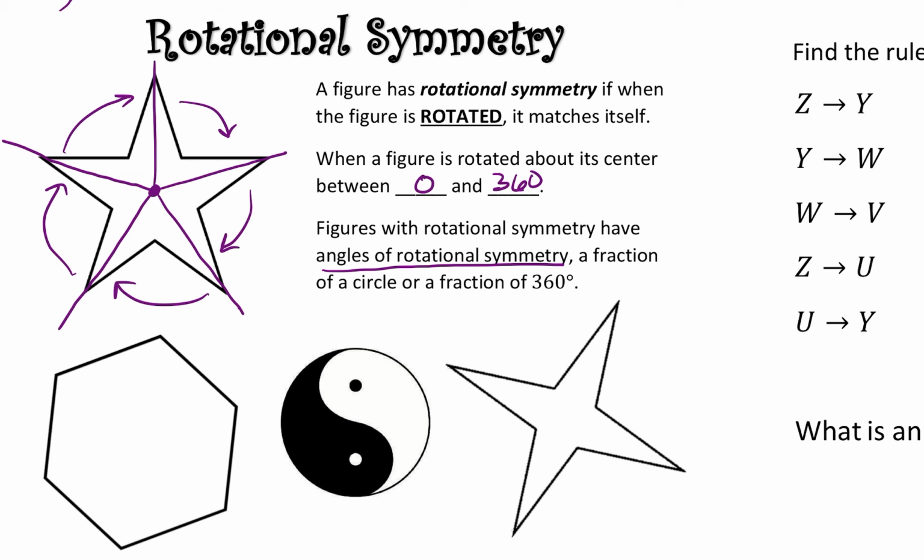So think about this. I have 1, 2, 3, 4, 5 lines of rotational symmetry. So what I can do is say, okay, 360, because that's my full rotation, divided by 5 gives me 72. So this is 72 degrees. Another 72 would put me at 144.